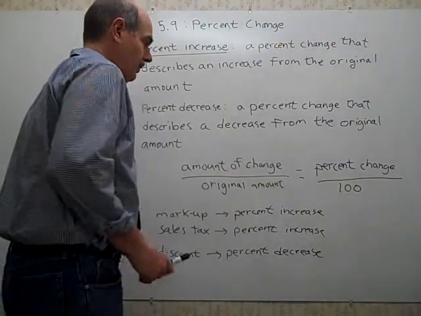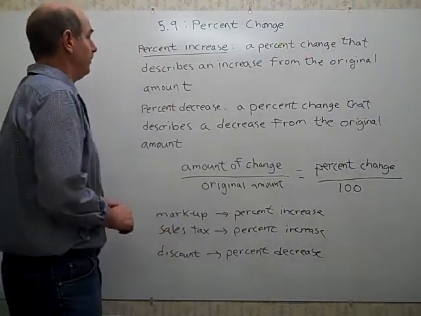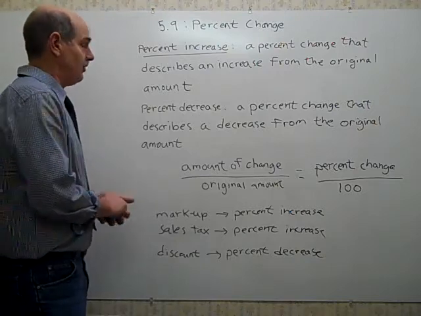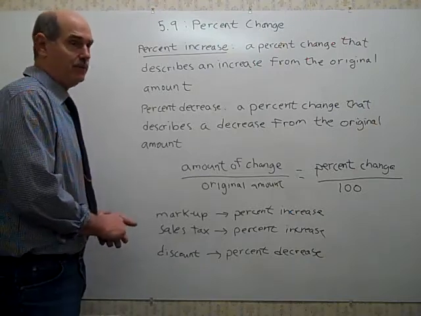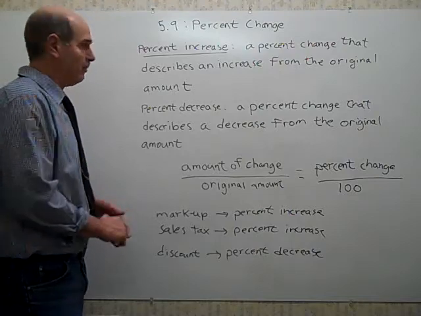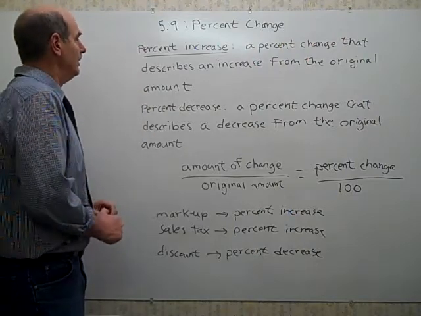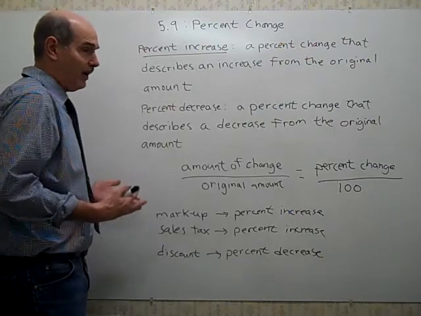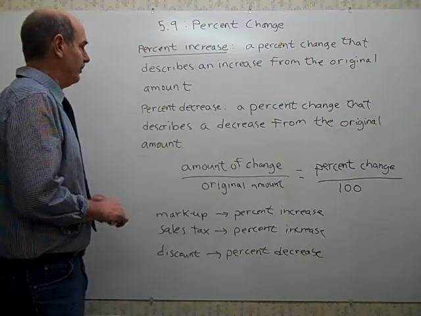This lesson will give you some practice in Chapter 5, Section 9, percent change. And let's define percent change. Percent changes can happen in two ways. If something increases when compared to an original amount, it's a percent of increase. So a percent increase is a change that describes an increase or a rise, getting larger from the original amount.